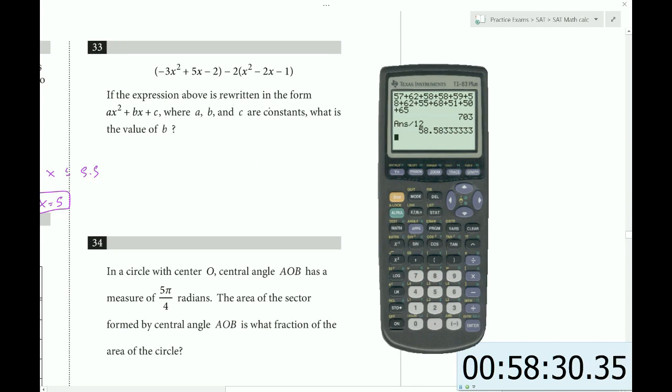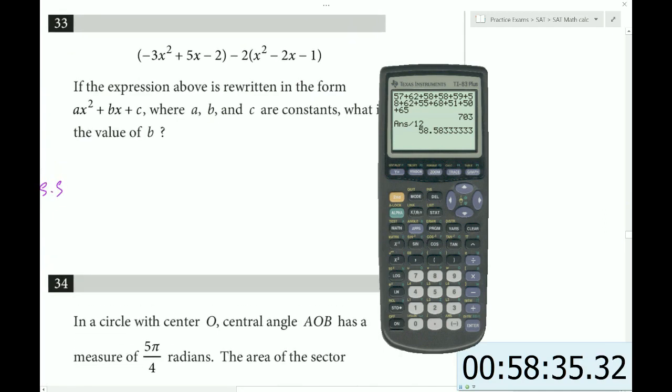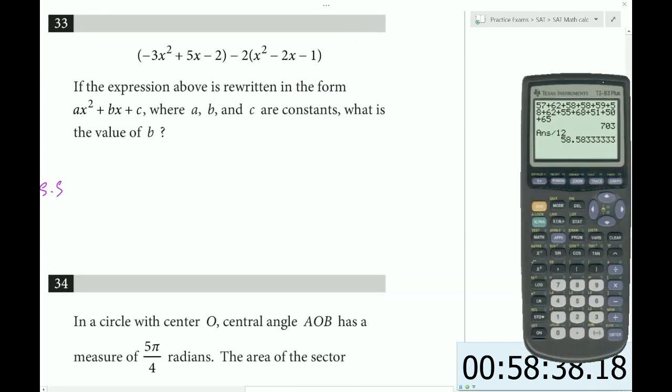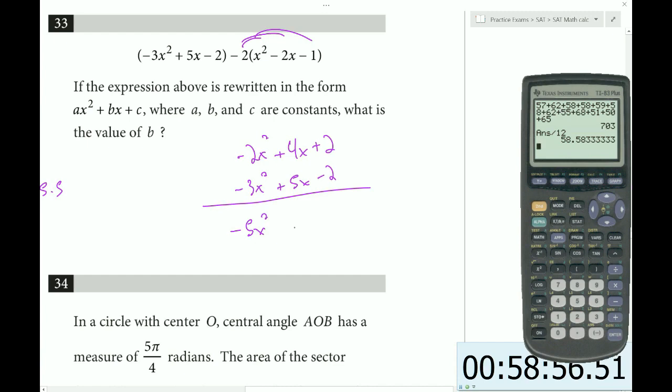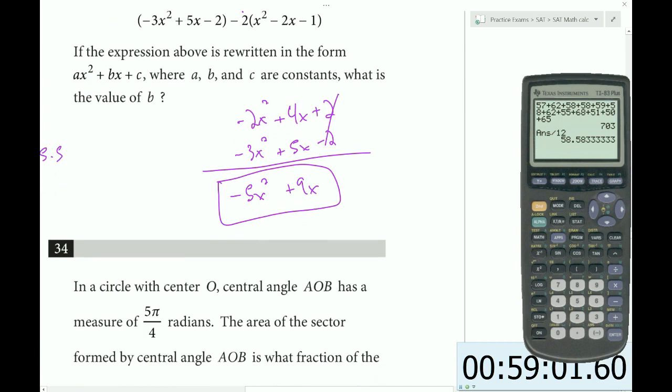If the expression above is rewritten in the form ax squared plus bx plus c, what is the value of b? Okay, so our first step here is to distribute this minus 2. So we get minus 2x squared plus 4x plus 2. And to that we have to combine that with minus 3x squared plus 5x and minus 2. So if we combine these, we get minus 5x squared plus 9x, and these cancel out. So if we wanted the value of b, which is the coefficient of x, that answer would be 9.